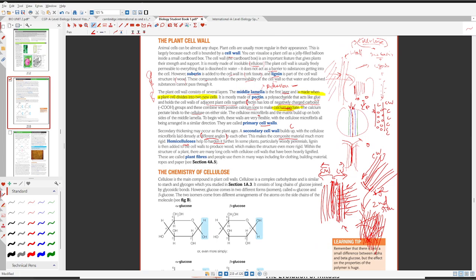So there you go. As we know, lignin is added to things because we saw lignin once before. If you found it recognizable, that's where we saw it. And within the cell structure of a plant, there are many long cells with cellulose walls which have been heavily lignified. That is a beautiful word right there, lignified. So lots of long cells are present with cell walls which have been lignified to make them more rigid. These are going to be called plant fibers as we go on, and people use them for clothing, building material, ropes, and paper.